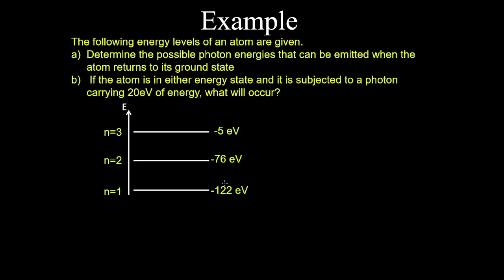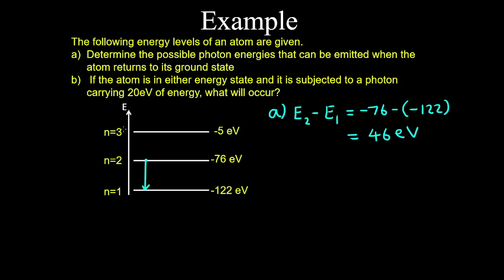The following energy levels of an atom are given, and in part A, we're asked to determine the possible photon energies that can be emitted when the atom returns to its ground state. So if we suppose an electron was here, it would have to emit a photon that is carrying energy equal to E2 minus E1, which is minus 76 minus minus 122 electron volts, or 46 electron volts.